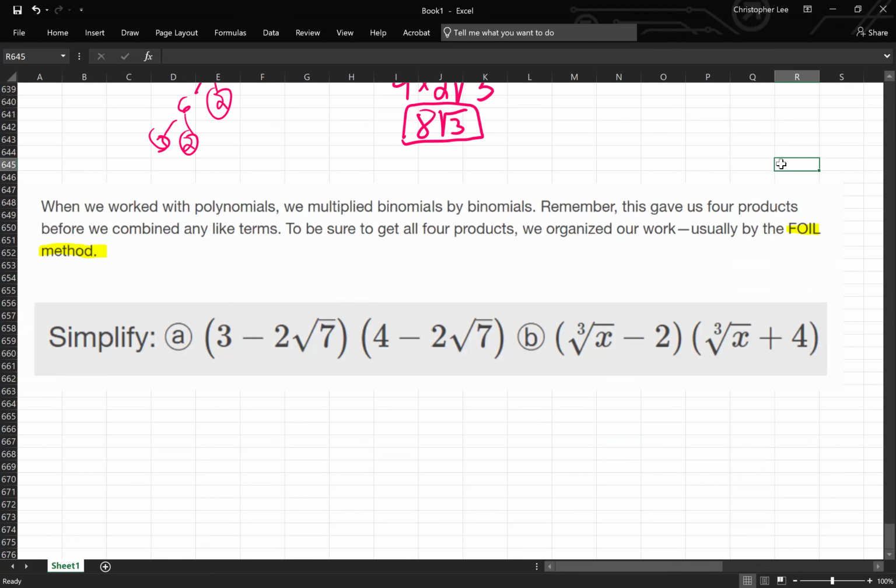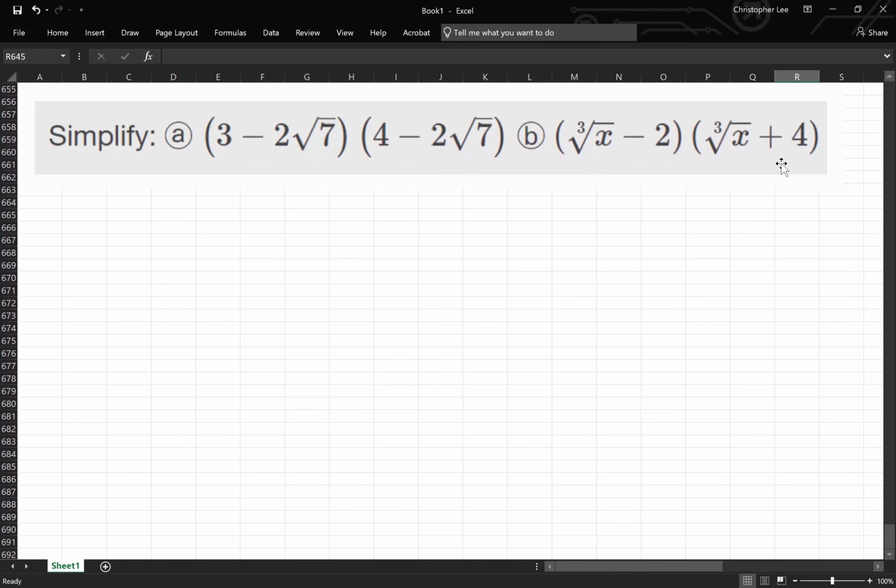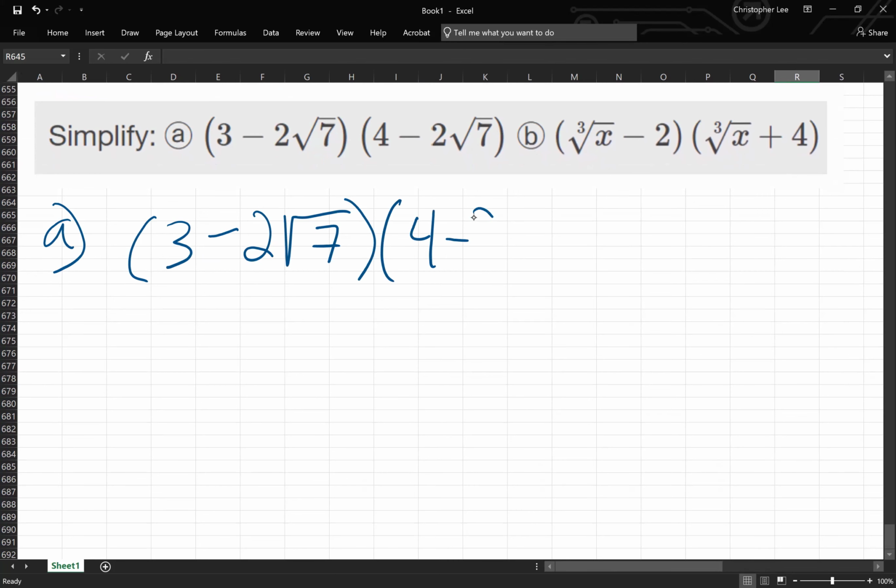When we worked with polynomials, we multiplied binomials by binomials. This gave us four products before we combined any like terms. To be sure to get all four products, we organize our work usually by the FOIL method: first, outer, inner, last. So A is going to be the quantity square root 3 minus 2 square root 7 times 4 minus 2 square root 7. I'll just do this one and we'll call it.